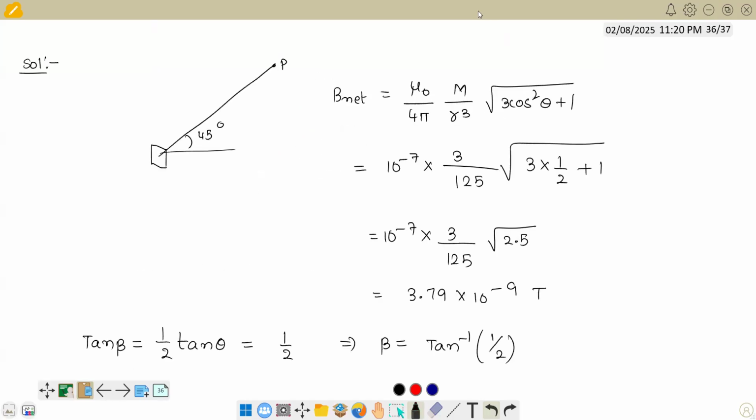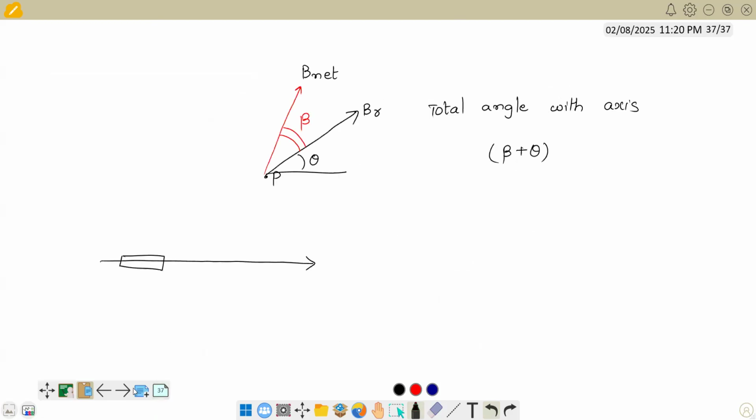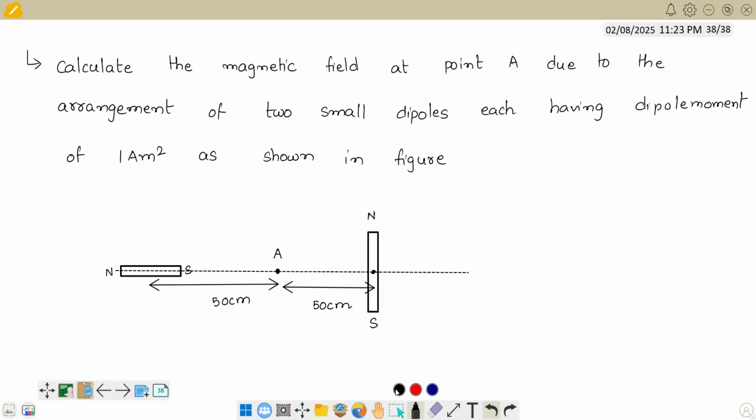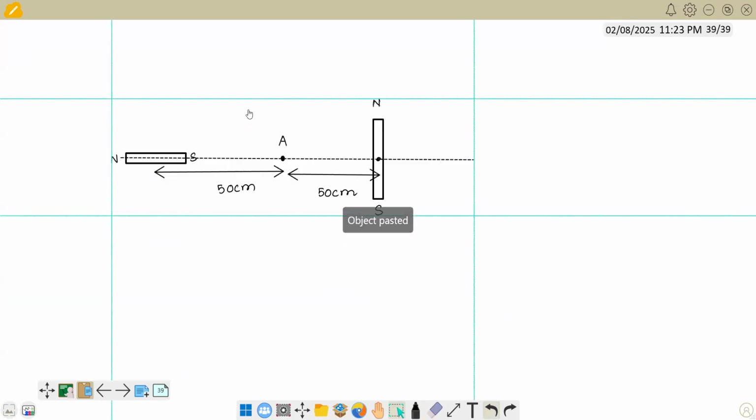Okay, we'll go for the next one. Now let us discuss the very last concept. The last concept would be the magnetic field between two magnetic poles. The question says calculate the magnetic field at point A due to the arrangement of two small dipoles, each having dipole moment of 1 ampere meter square as shown in the figure. So we need the magnetic field due to these two. So let us try to solve it.